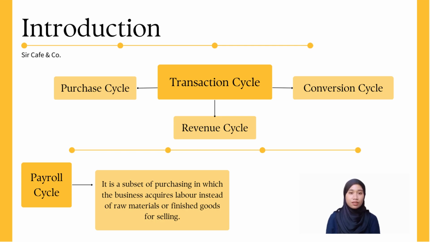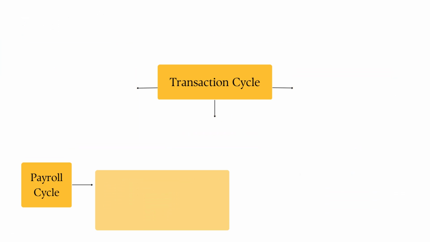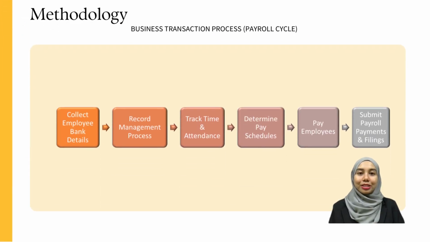The case study conducted is regarding the study of the transaction cycle. The transaction cycle consists of 3 cycles, which are expenditure, revenue, and conversion cycle. We have chosen the payroll cycle for our case study. The payroll cycle is a subset of purchasing in which the business acquires labor instead of raw materials or finished goods for selling.